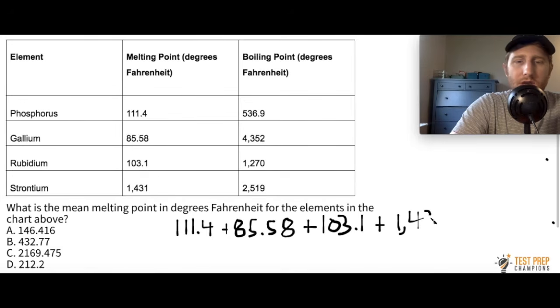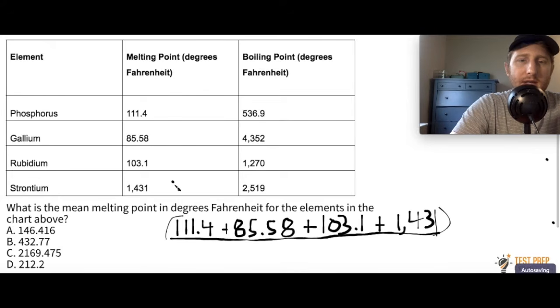So as you can see, all I did was take my first step, take all the melting point values here, add them up, and divide by 4. The reason that I divide by 4 is because we have 4 different values in our data set. So that's why I divide by 4. All right, so if you do this in your calculator, you will see that B is the correct answer.